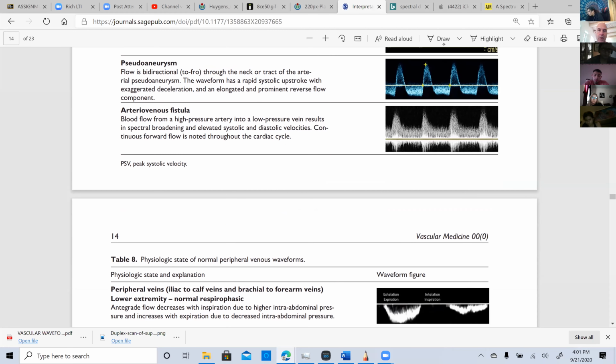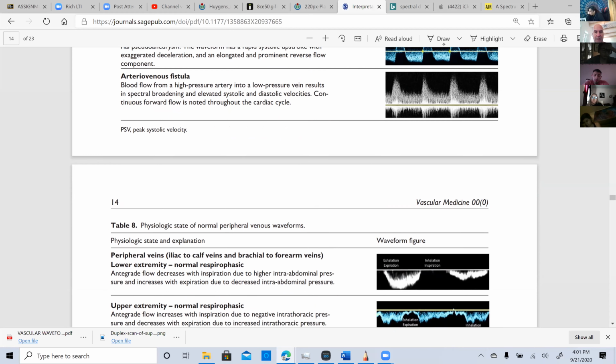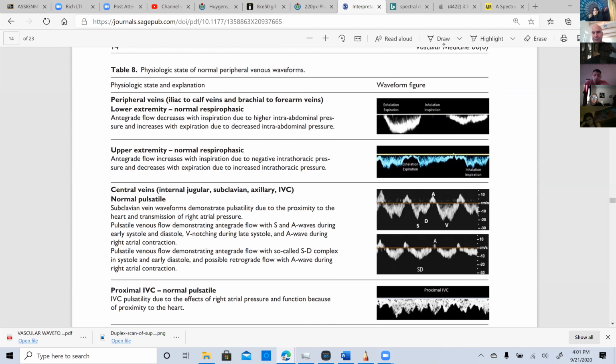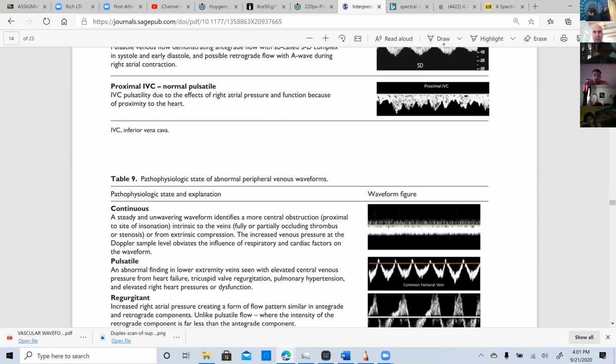Pseudoaneurysm, that's to and fro, back, forward, back, forward, back. Arteriovenous fistula, you have venous flow with an artery, really arterial flow inside the vein. That makes a very messy look. We can skip through those.